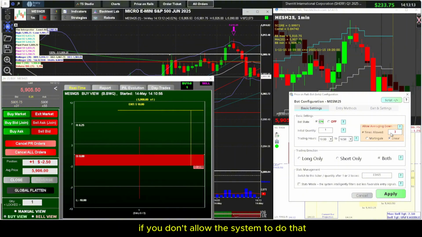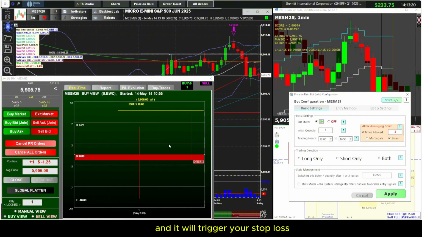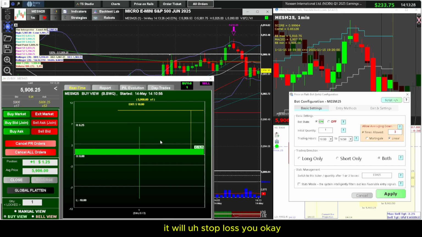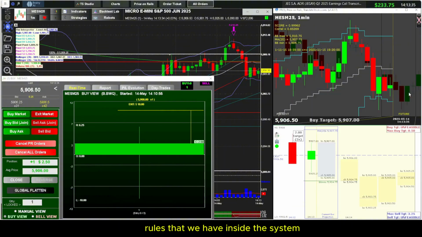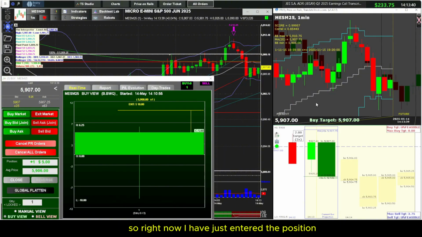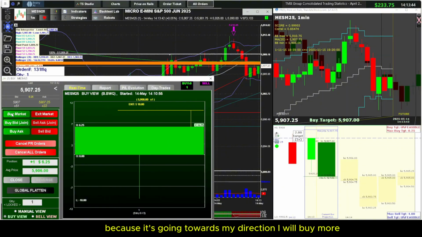If you don't allow the system to do that, the system will just place a take profit and control your stop loss. And it will trigger your stop loss. If you have a next entry below that, that's a better entry, but you're already positioned, it will stop you out, okay? Because of the risk rules that we have inside the system. So right now I have just entered the position. Let's say I'm feeling happy because it's going towards my direction. I will buy more.